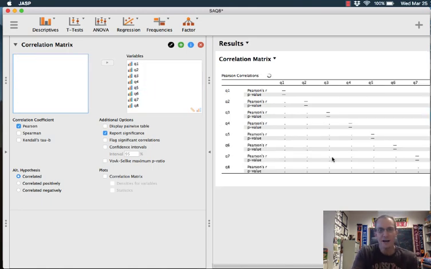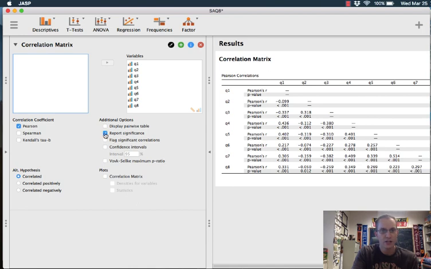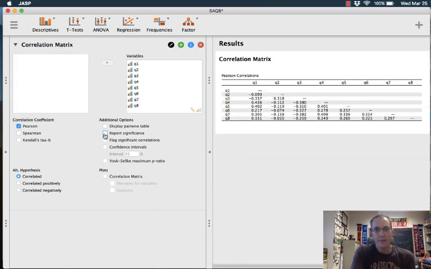Now I'm going to clean up this correlation matrix by unchecking the report significance check. I don't care if they're statistically significant. In fact, you'll notice that every one of them is statistically significant. That's simply because we have so many in the sample. This really isn't something that we care about right now. So if we uncheck that, that will clean up this correlation matrix.